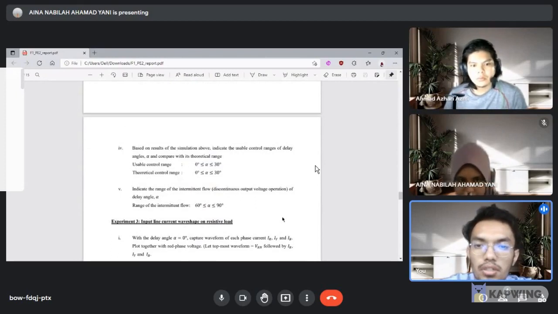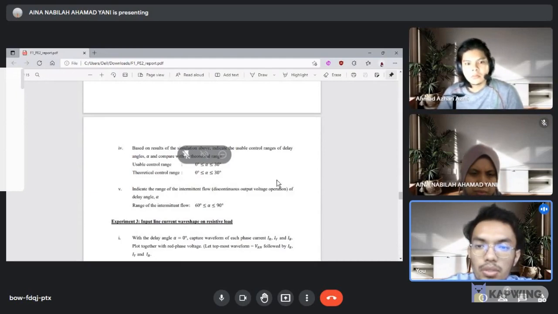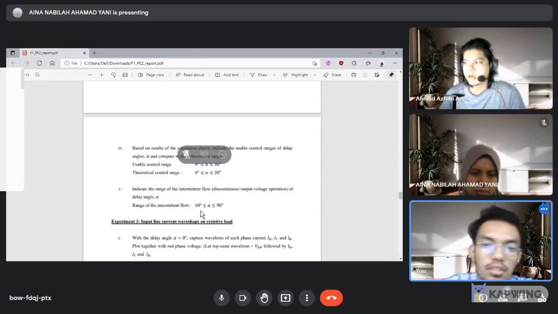So based on the simulation result above, indicate the usable control range of delay angle and compare with the theoretical range. So the usable and theoretical are the same. For part 5, they indicate the range of intermittent flow of delay angle. So the range is between 60 and 90 degrees.